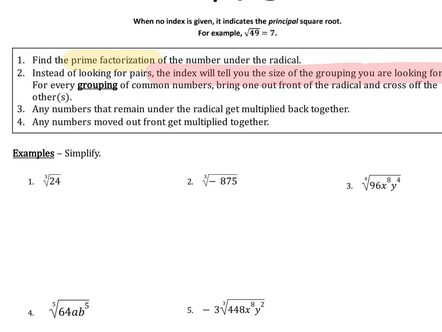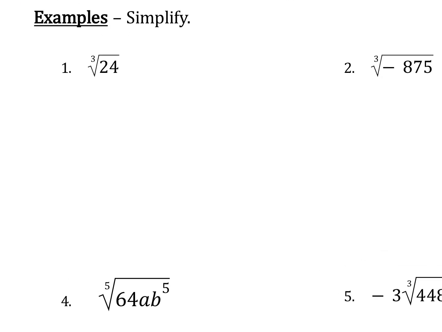That's really important. For every grouping of common numbers, you're going to bring one out front of the radical and cross off or underline the others, the leftovers. Any number that remains under the radical gets multiplied back together, and any numbers moved out front also get multiplied together. You'll see what I'm talking about in just a minute. We're just adding one extra little step, and you just need to pay attention to it.